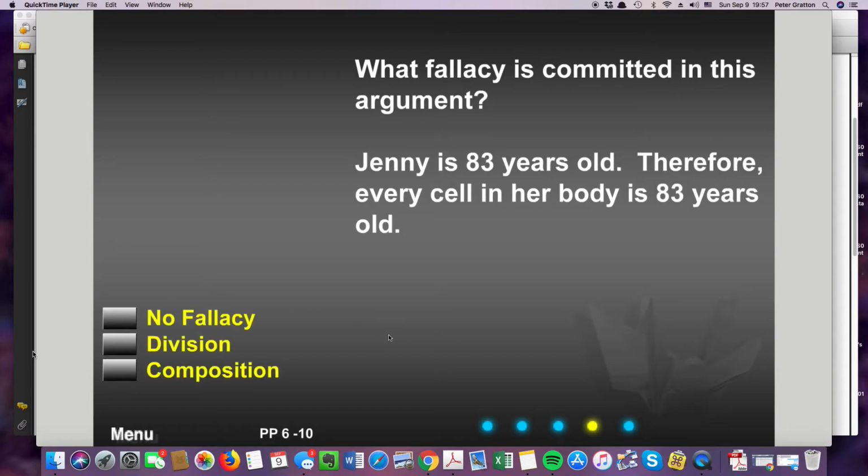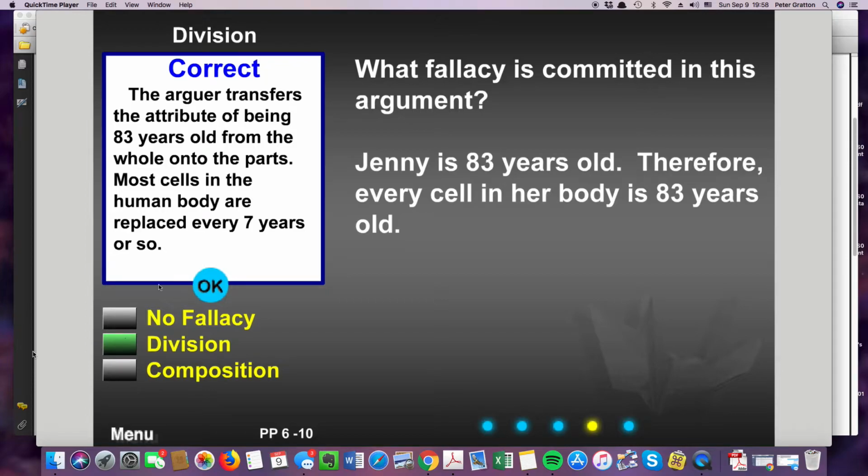Jenny is 83 years old, therefore every cell in her body is 83 years old. Now we're moving from the whole to the parts. So it's either no fallacy or it's division. Now, we know, in fact, that every cell in one's body, I think the science is still saying something like every 7 years, has been renewed or changed to something new. So, in fact, we know that not every cell in her body is 83 years old. So it's not a no fallacy, but it is a division. We move from the whole to the parts and transfer. Most cells in the human body are replaced every 7 years or so.